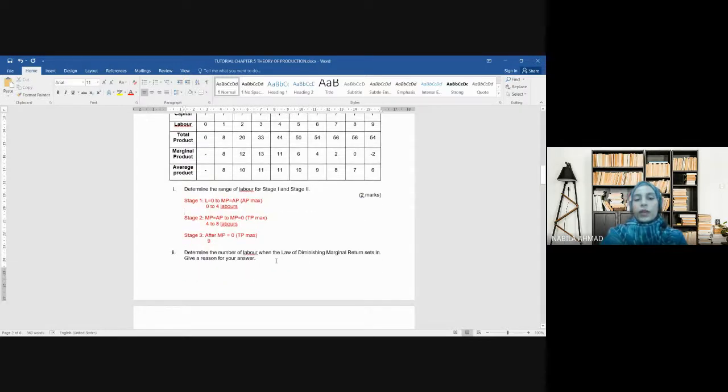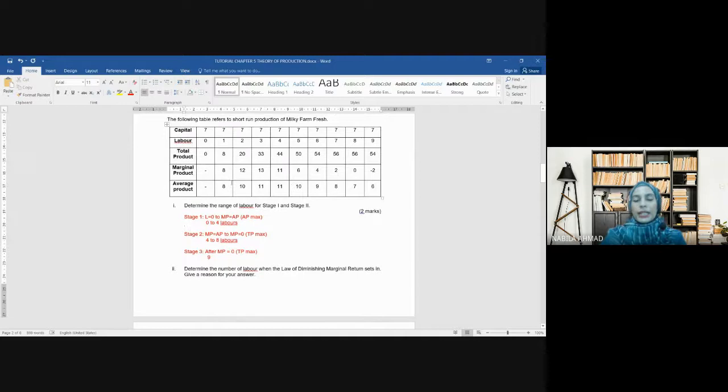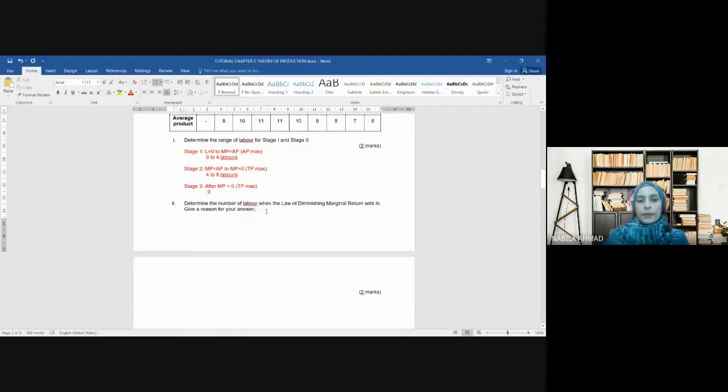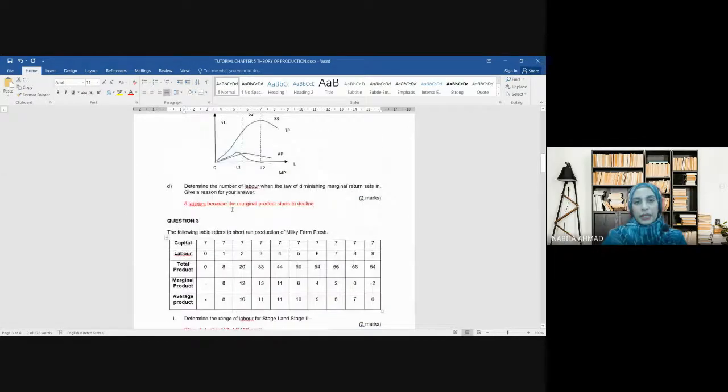Determine the number of labor when the law of diminishing marginal return sets in. So di manakah diminishing return berlaku? Labor yang keberapa? 4. Betul. Labor keempat kerana di situ marginal product telah menurun. Okay. So kita kata 4 labors because the marginal product starts to decline. Okay, so far okay, boleh faham? Boleh. Faham, ya? Okay, Alhamdulillah.